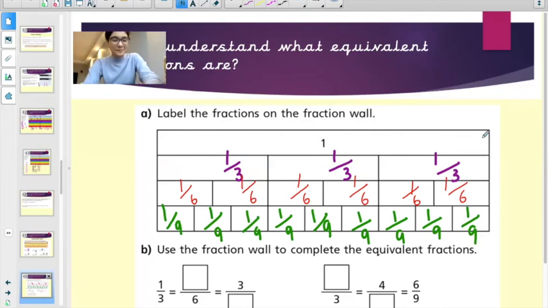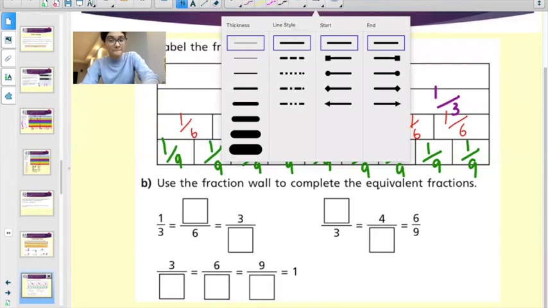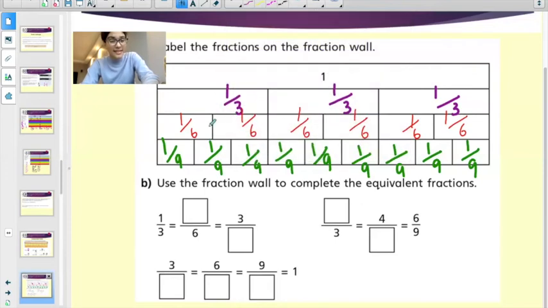Now, part B. Use the fraction rule to complete the equivalent fractions. So for example, 1/3 is equal to how many sixths? Have a little look. You have 1/3 here. How many sixths do you need to complete it? You need 2 sixths. So you've got 1/3 here, 2 sixths here, and then how many ninths do you need? You need 3 ninths. So that's how you complete it.